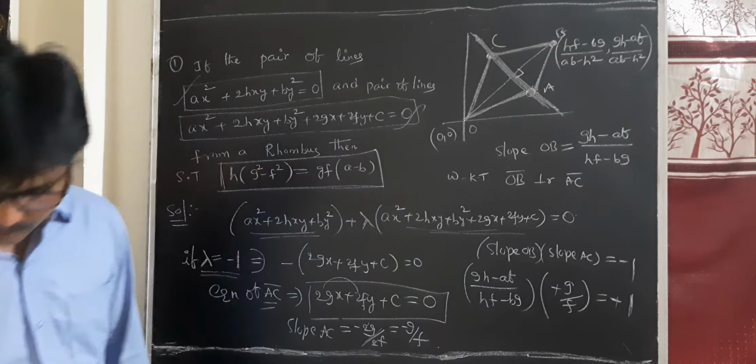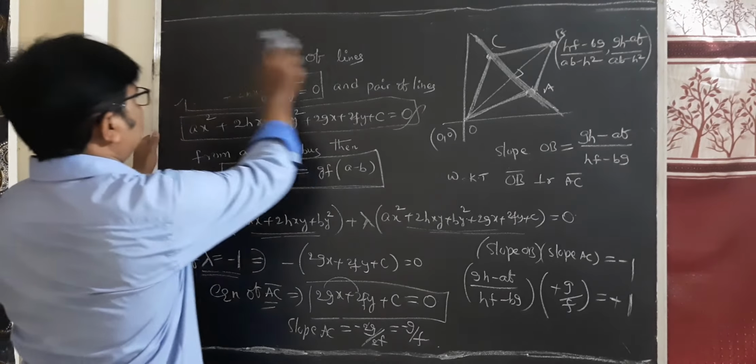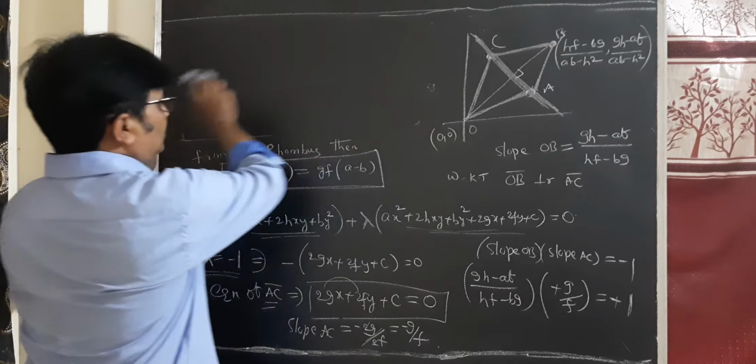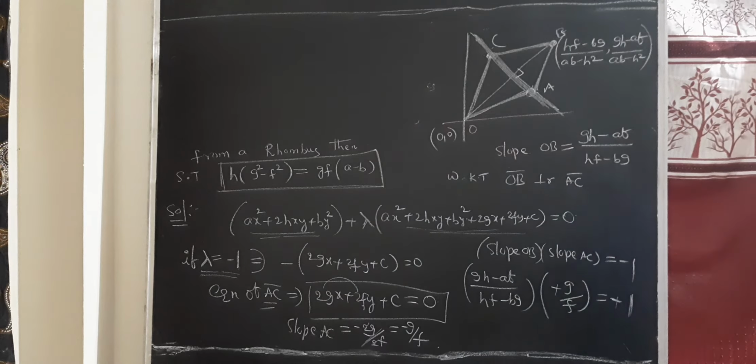Now how to write this: we just take the cross multiplication and we get the solution. So this is h times g, and g times g is g².